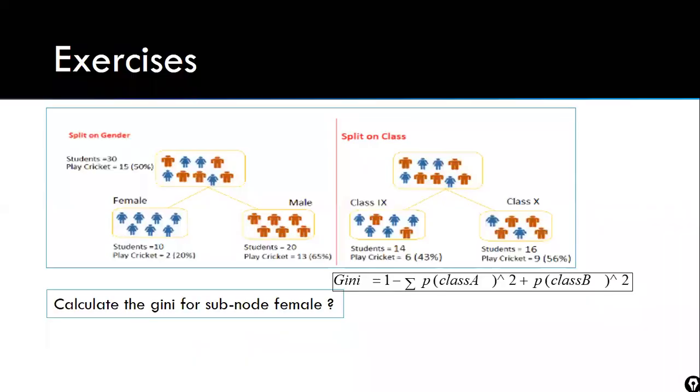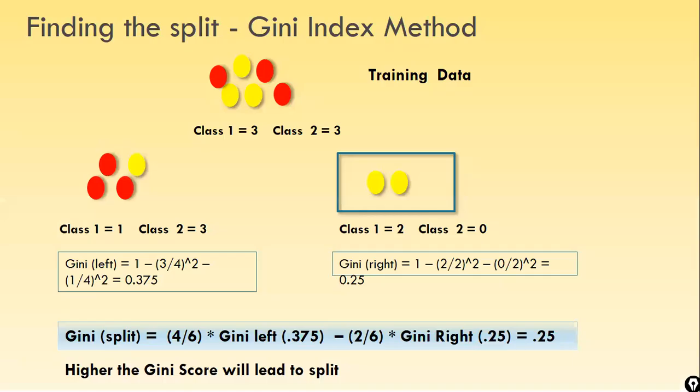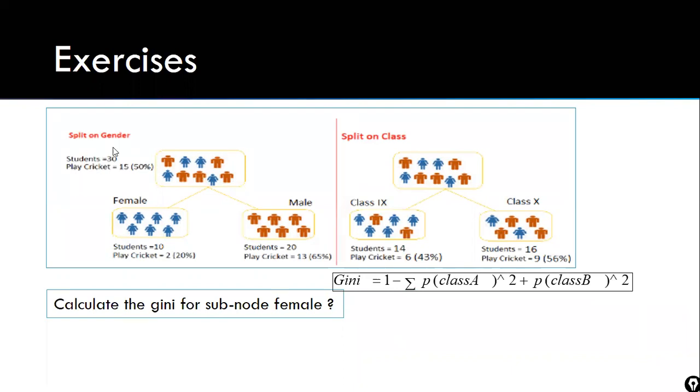So now let us work on this exercise so that you should be able to understand. We have a split on gender. Total number of students are 30, and 50% of them play cricket. So in a college or school, 30 students are there. Out of them, only 50% play cricket. Out of this 30, 10 students are female and 20 students are male.